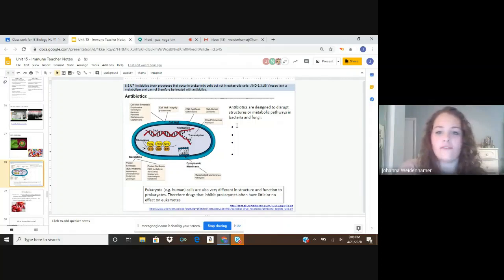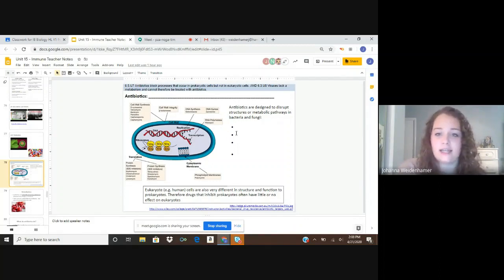So first off, antibiotics can have an effect on the production of a cell wall. Okay, and bacteria, you can see this image here of a bacteria, has a cell wall. So if an antibiotic destroys the cell wall, you're pretty much destroying the bacteria. So that's one of the things that an antibiotic can do.